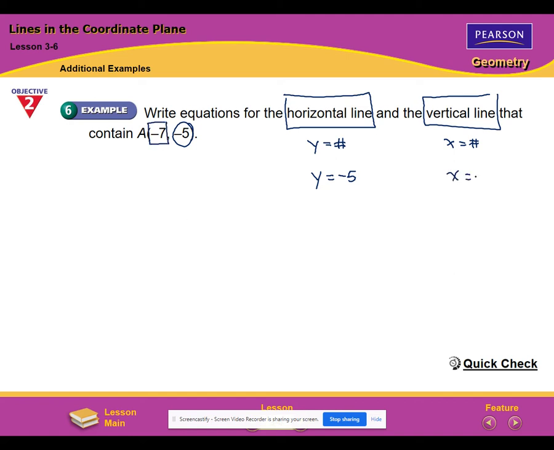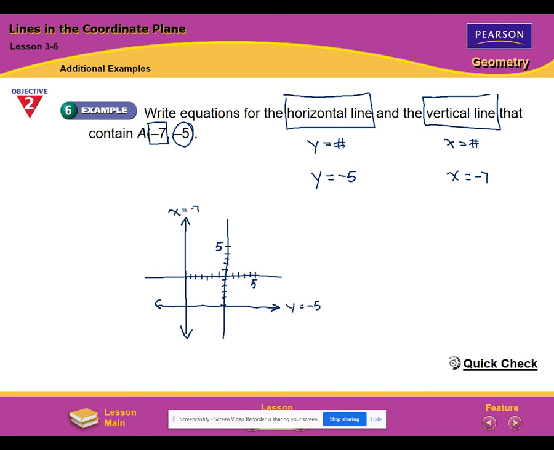So x equals -7. Now, really quickly, the graph of these. X equals -7: 1, 2, 3, 4, 5, 6, 7 to the negative would be this line right here if I'm going by ones. Y equals -5 would be the horizontal line, like so. Now let me explain why. This is x equals -7. This is y equals -5.